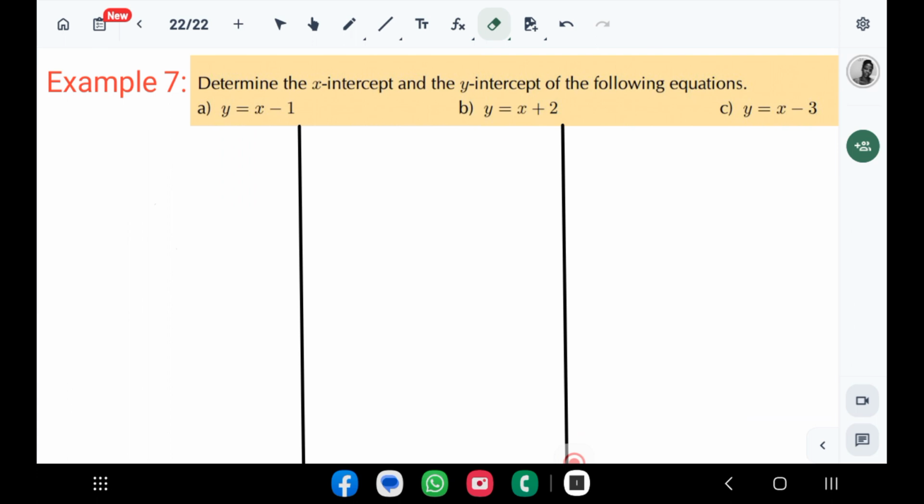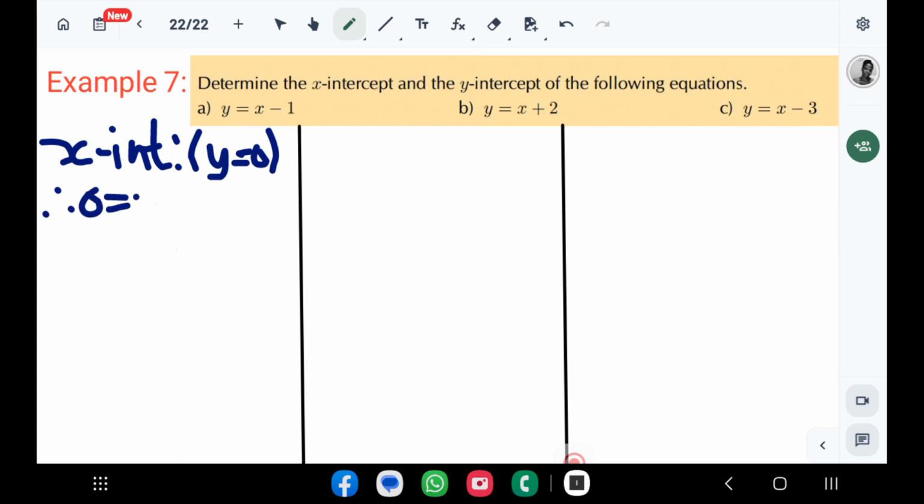Next question, which is the last question. Determine the x-intercept and y-intercept of the following equations. To find the y-intercept, make x 0. To find the x-intercept, make y 0. X-intercept, y 0. Therefore, 0 equals x minus 1. Take everything that is not x to the left hand side. That's 1 equals x. Therefore, the x-intercept is (1, 0).